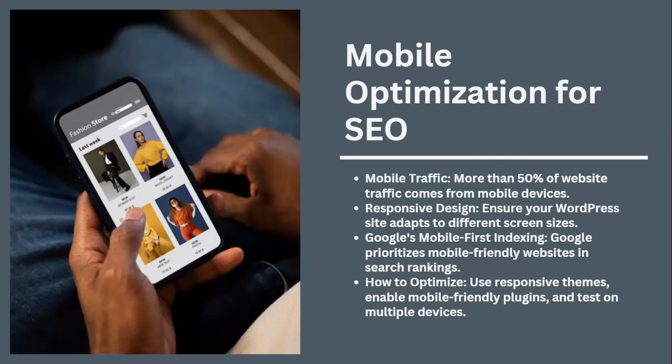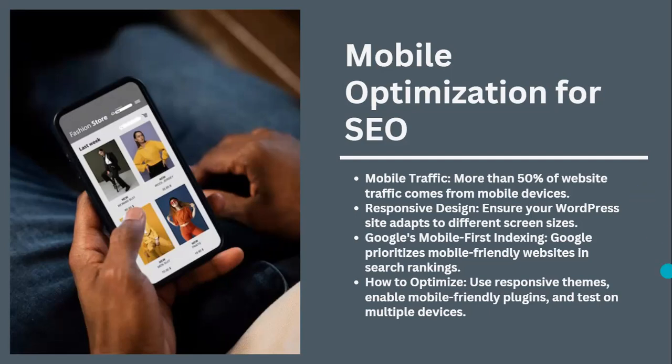Remember, I told you when you're going to purchase or use a theme, most of them are already mobile optimized, but you also need to check, right? Google prioritizes mobile friendly websites in search ranking. So any website that is mobile friendly, Google recognizes it. How do you optimize? Use a responsive theme, enable a mobile friendly plugin, and test on multiple devices.